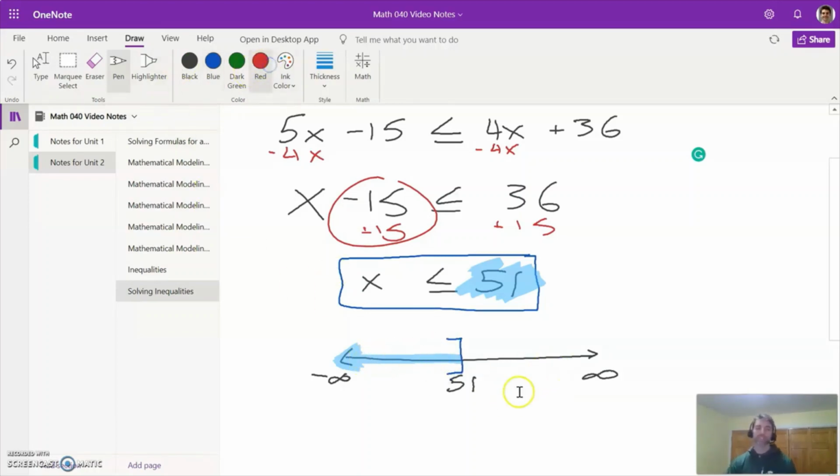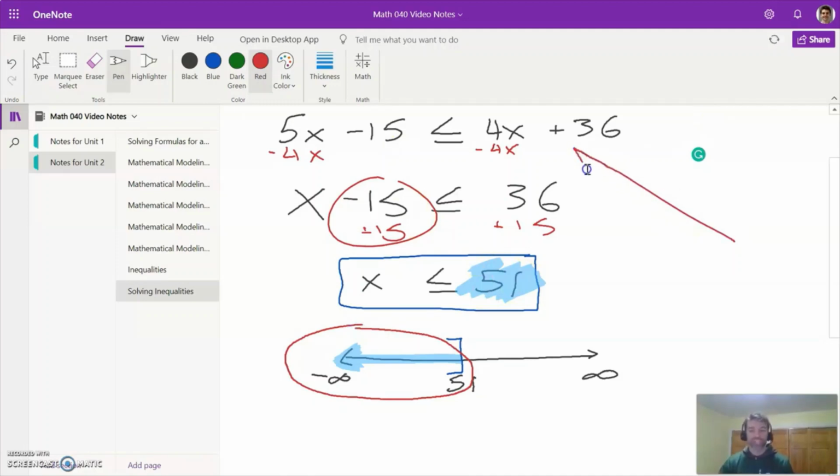So what does this show us then? It shows us that any number in this part of the number line, all the way up to and including the number 51, would be numbers that would make this original equation true. Pick any number you want and you will end up with a true statement up here. Now as soon as you pick a number that's larger than 51, even if it's like 51.1, then you're going to end up with a false statement. So that's what that means. Any of these numbers work as solutions to this original equation.